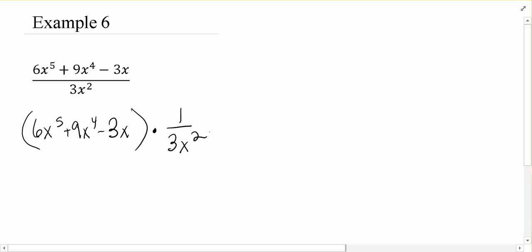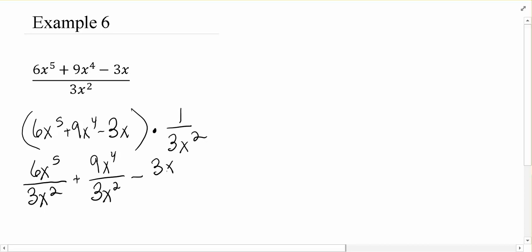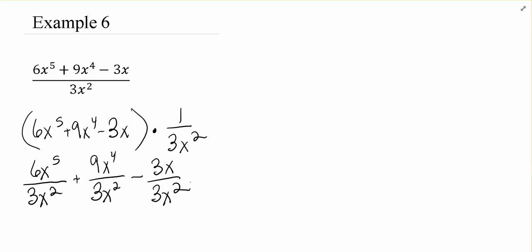So that really means the same thing, that to divide by 3x squared means the same thing as to multiply by 1 over 3x squared. What happens then when I distribute this is as I distribute to the first term, it becomes 6x to the fifth over 3x squared. For the second term, it's 9x to the fourth over 3x squared. And for this last one, we're going to end up with a 3x in the top and a 3x squared in the bottom. So if you look back to the original problem, we really could have jumped right to this step without that intermediate step.